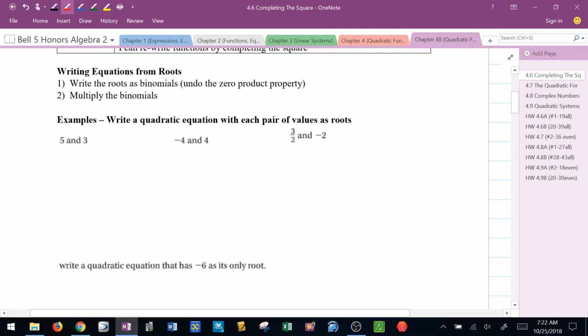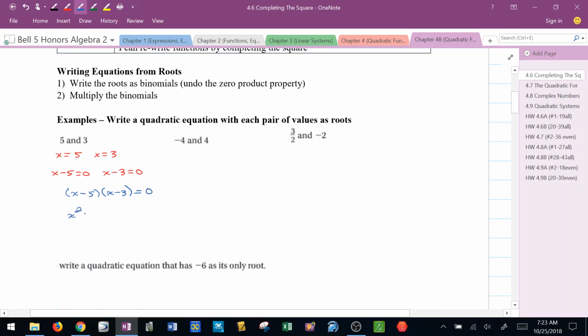So if I know that the solutions, or the roots, are 5 and 3, that means x is equal to 5 and x is equal to 3. Now I have to kind of think in reverse order. Where did those come from? Well, they came from x minus 5 equals 0 and x minus 3 equals 0. In other words, I set them equal to 0 or wrote them as binomials. I take those two binomials, x minus 5 and x minus 3, and I multiply them together to give the quadratic from which they came.